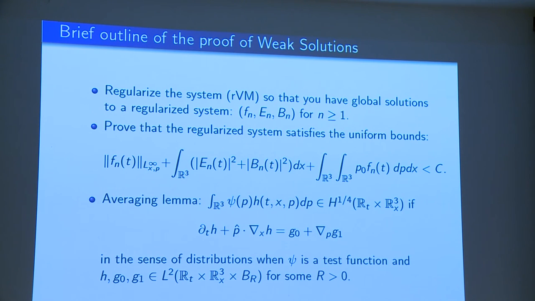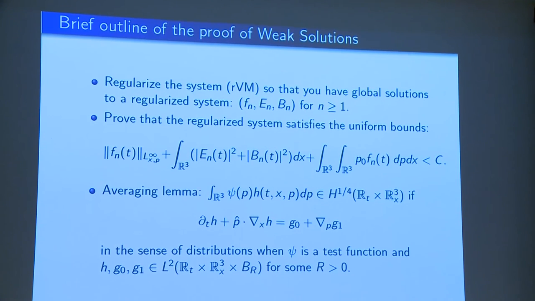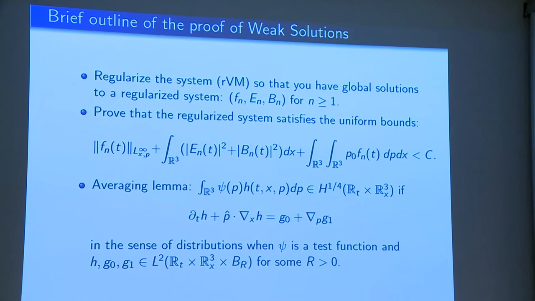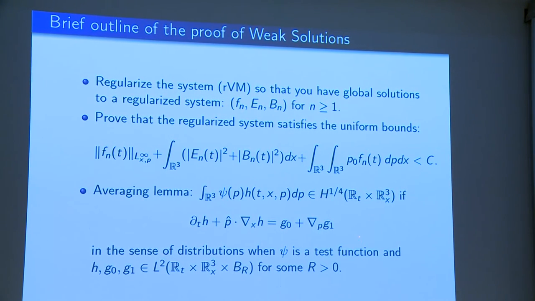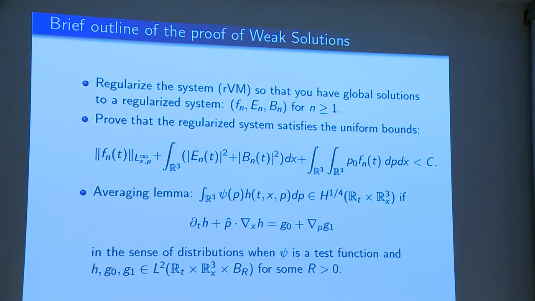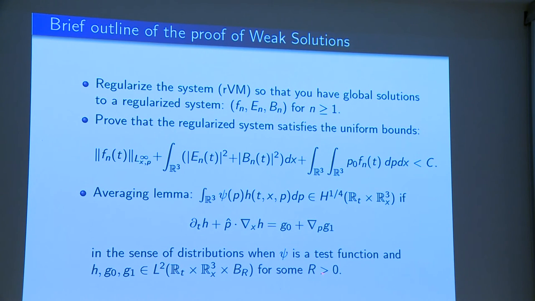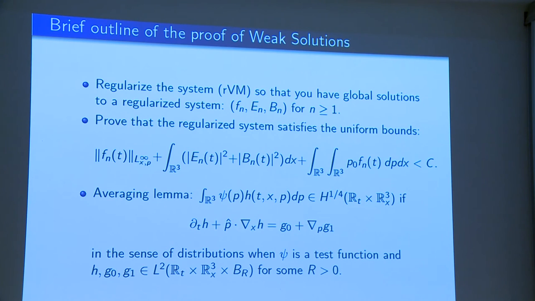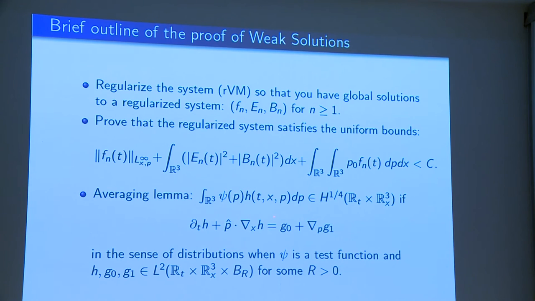And then you have this averaging lemma. This was really a key contribution. At the time, there were a lot of different averaging lemmas, but this was the one that they used. So if you have a solution h to the following linear system, dth plus p hat dot grad xh is equal to g0 plus gradient g1, where this set of equations is satisfied in the sense of distributions, where you only assume that h, g0, and g1 are L2 functions, where they only need to be L2 in the V variable in a compact ball, say centered at the origin, but they're L2 in the whole time and the whole space. Then when averaged against a test function, you go from L2 to H1 quarter, roughly, in T and X.